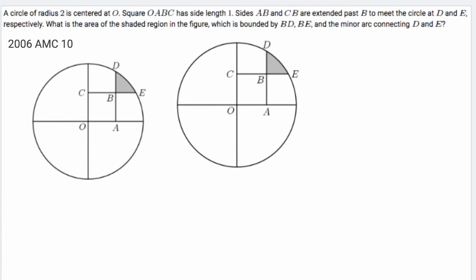So now this is our next problem. I'm going to give you some time to solve it, about a minute, and you'll get close to the algebraic equation for this problem. I'll read it out and you can solve it on paper. A circle of radius 2 is centered at O. Square OABC has side length 1. Sides AB and CB are extended past B to meet the circle at D and E, respectively. What is the area of the shaded region in the figure, which is bounded by BD, BE, and the minor arc connecting D and E? I want you to try this problem.